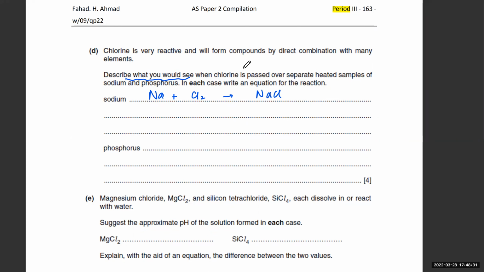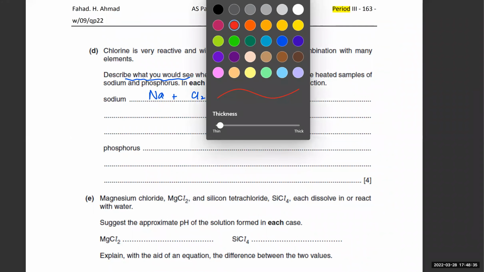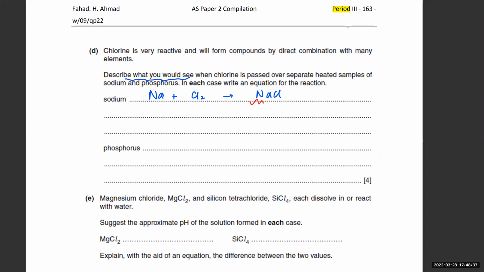What type of compound is NaCl? मतलब कलर, क्या कलर है उसका? NaCl, what's the color? White. ठीक है, and it's going to be a white solid. ठीक है. So one observation is that a white solid forms.